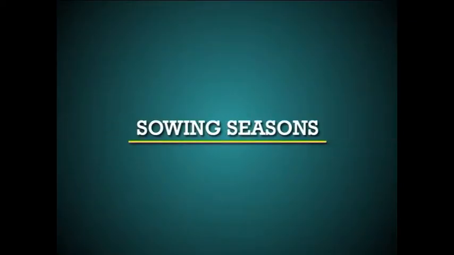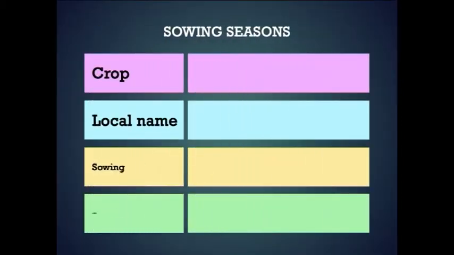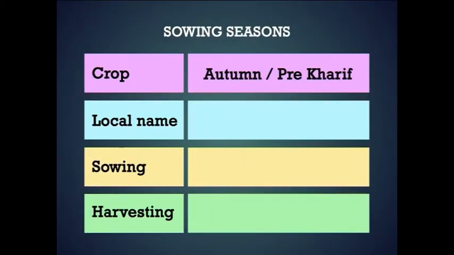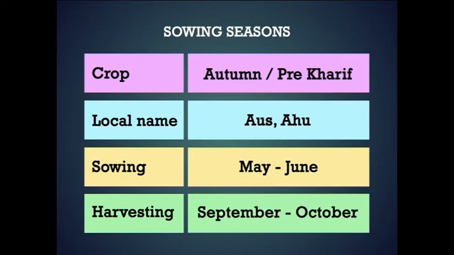Next, we will see about the suitable sowing seasons. There are 3 distinct seasons for cultivation of rice in India. They can be grown as autumn or pre-kharif season crop. They are also known as aus or ahu. The sowing may be done in the month of May up to June. Harvesting may be done in the month of September and October.